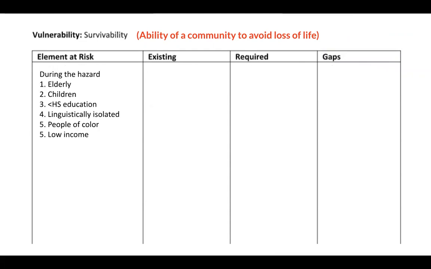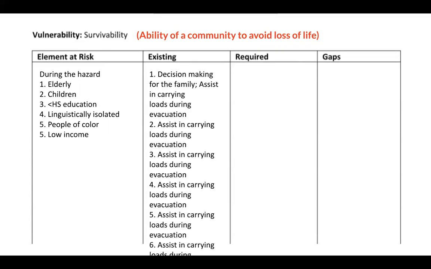So now we'll do the same thing for survivability, but this time we'll assess our capacities during a hazard event. So we'll keep our list of elements at risk the same. And for existing capacities, we can think of things these groups can do to increase survivability during a hazard. So here we have assistance in carrying things during an evacuation, with elderly additionally acting as decision makers for a family in an emergency event.